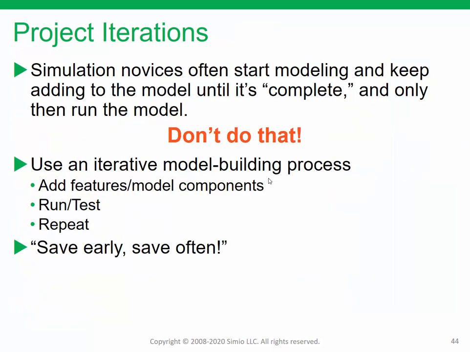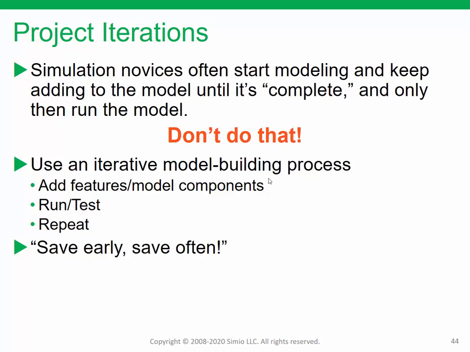One other thing we want to mention before we talk about some of the other things that we can do is as follows. In general, simulation novices will start modeling and keep adding material to the model until it's finished and then run the model. This is a very bad way to do modeling. A much more effective method is to use an iterative model building process where I check, verify and run the model every time I add features of any substance. So I add a feature, I run it, I add a feature, I run it, I add a feature and run it, and all the while I'm monitoring how the model is performing.